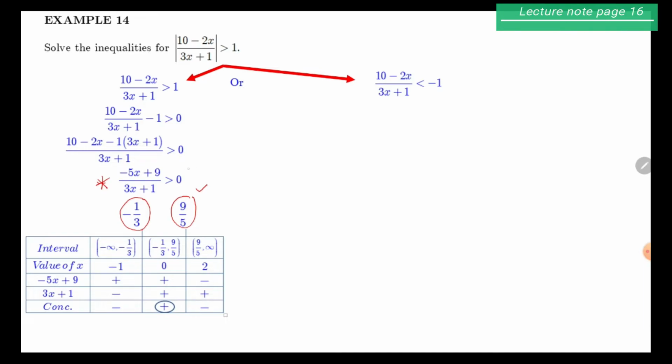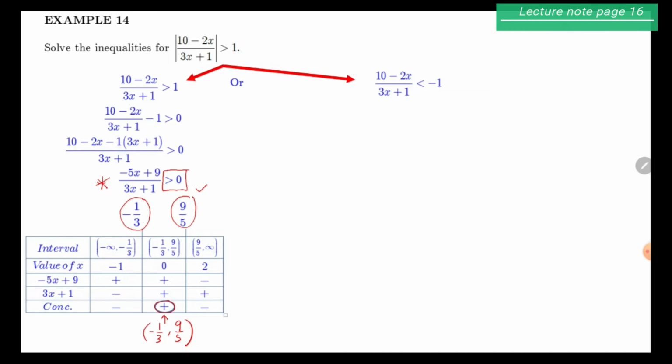In this case, we can see here that we need the expression to be greater than 0. It means that we need the positive region. That's why I choose the positive region. So the answer for our left side of the inequality would be in this interval, which is -1/3 up until 9/5, open.